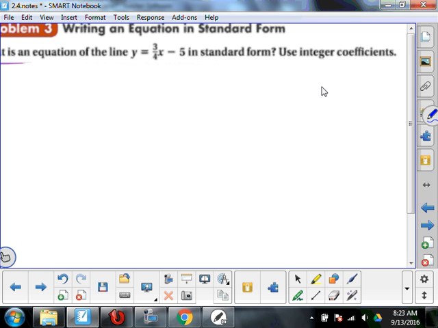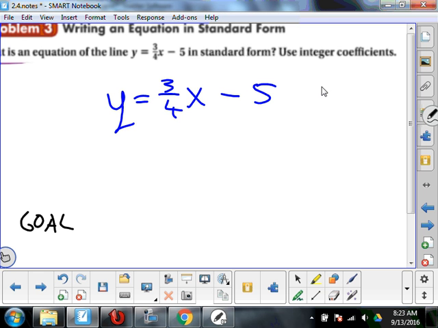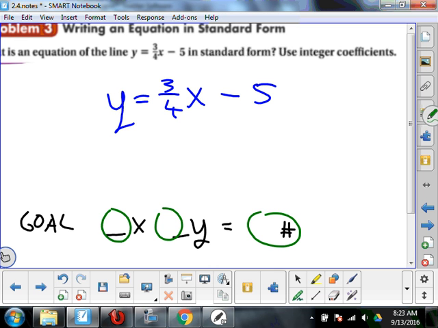So here we've got y equals 3/4 x minus 5. And our goal, remember our goal, what we want to have happen is some kind of x. We don't know the coefficient. Some kind of y. We don't know the coefficient. An equal sign, and some number. We don't know if it's positive or negative. What we do know is that whatever goes right here, whatever goes right here, whatever goes right here, all of those should be what?